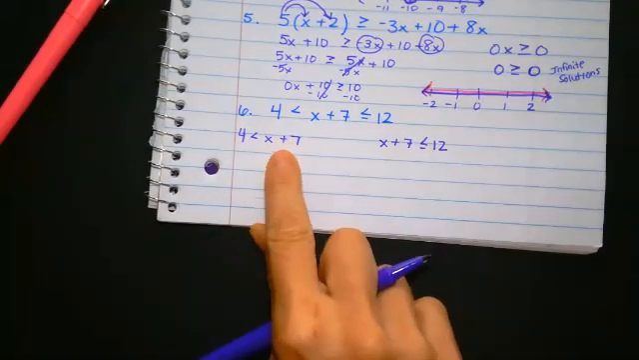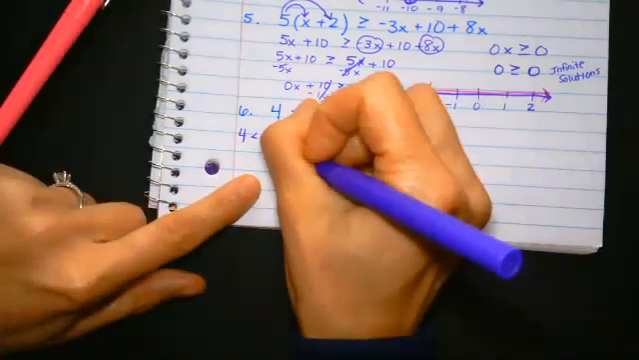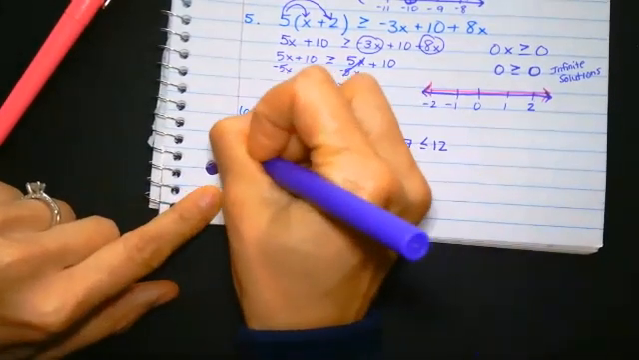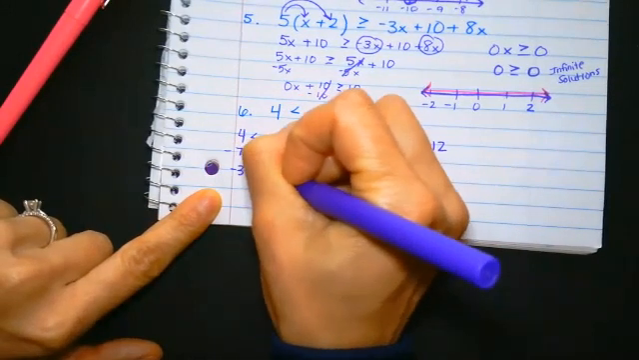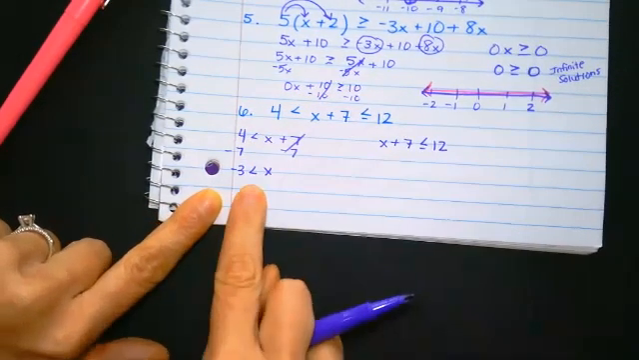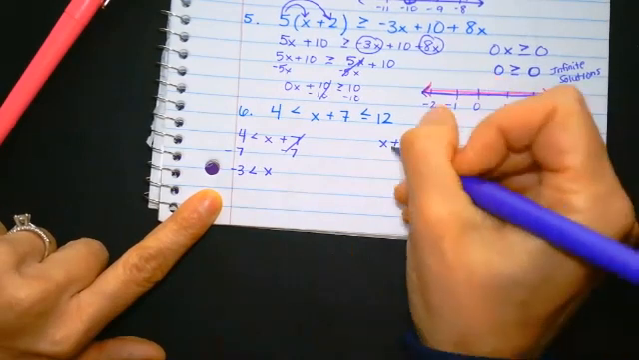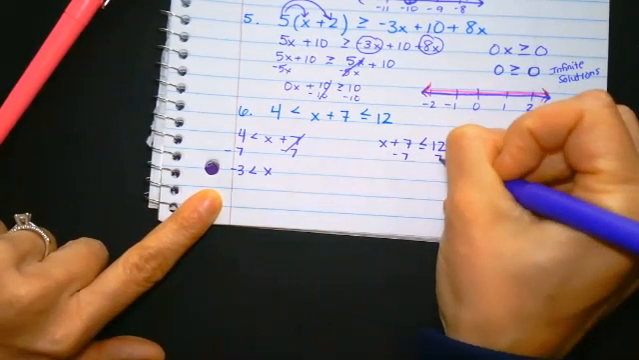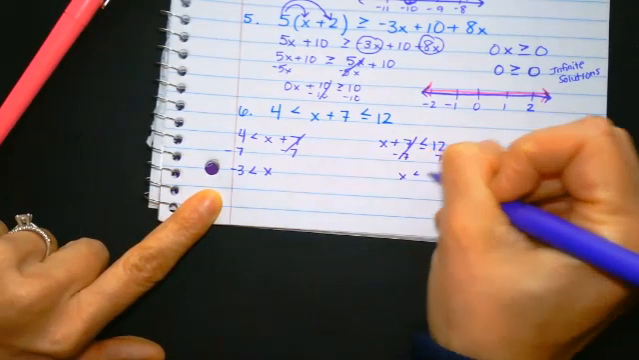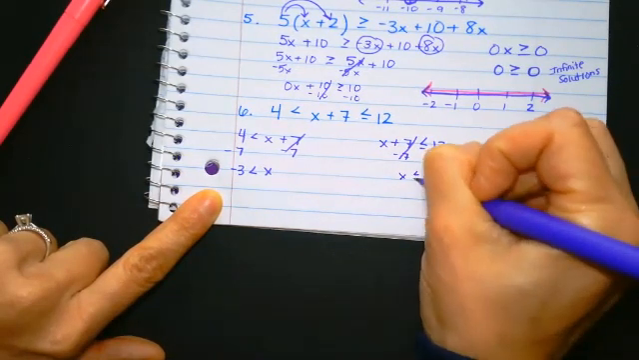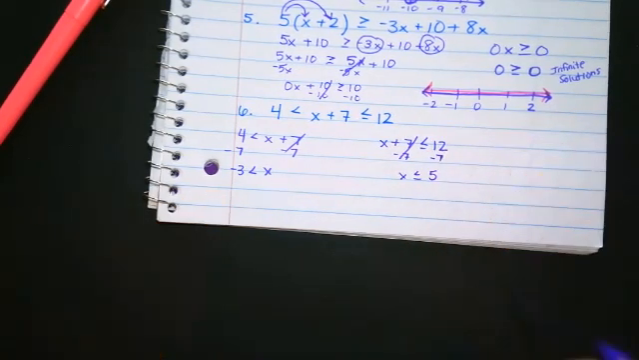The first thing we're going to do is we're going to undo that plus 7 by subtracting it. -7 here, -7 here. 4 minus 7 is -3. Is less than x. Okay, so half of it is done. Let's solve this one. Again, we're going to subtract 7. All right. So we've got x is less than or equal to 5.